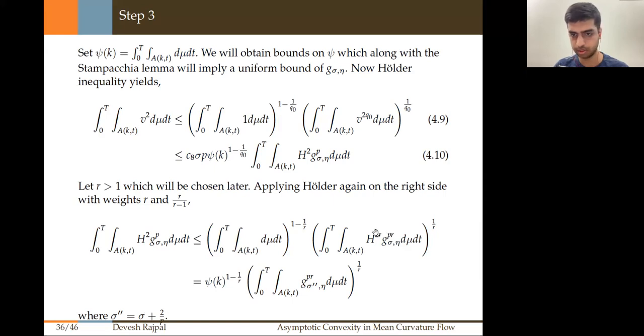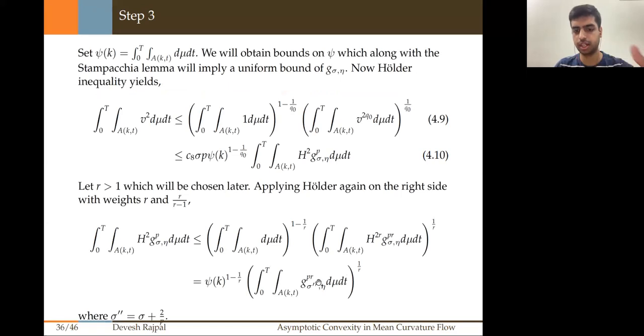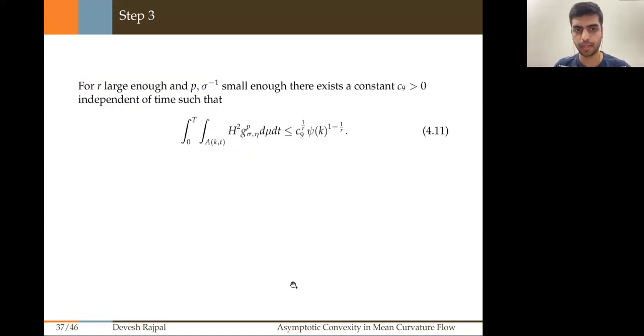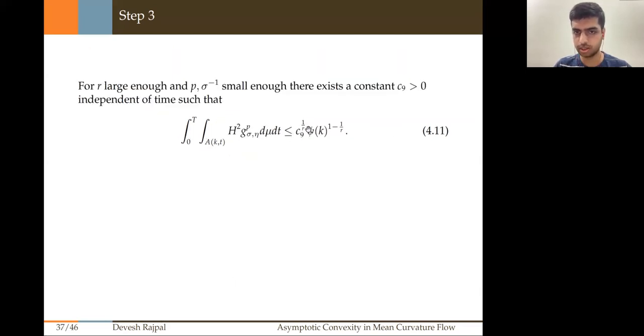which is sigma plus 2 by P. For R large enough, P large enough, and sigma small enough, there exists a certain constant such that this again becomes an integral of a function like G with a different sigma, which has a bound based on the LP estimates we did so far. And so for R large enough, this becomes a decreasing function, which can be bounded. I am denoting that bound by C9 here, and we are getting C9 raised to 1 by R. So H square is less than or equal to the area function raised to 1 minus 1 by R multiplied by some constant.